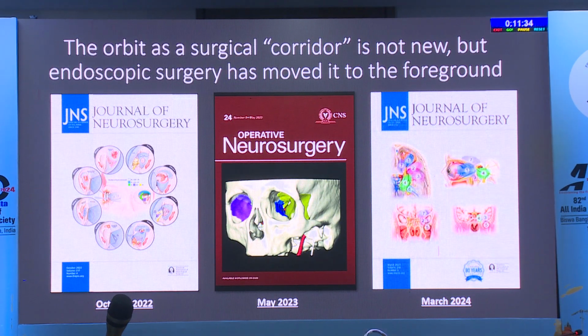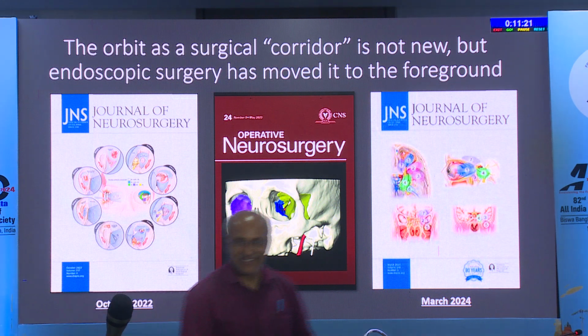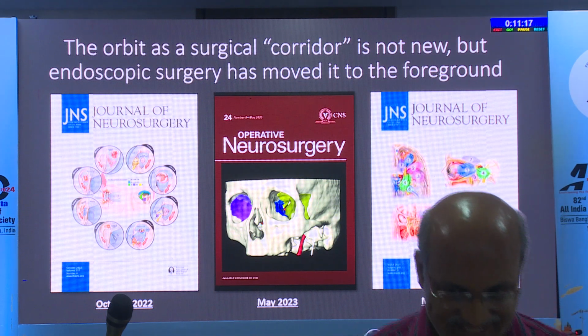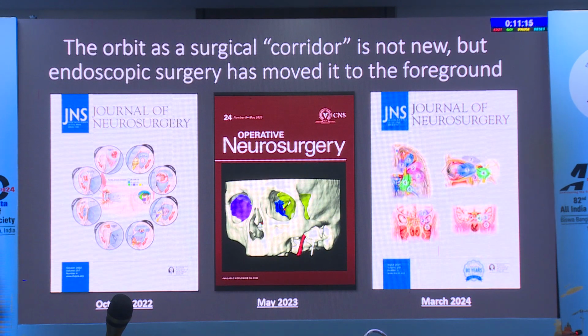So for those who aren't really familiar with transorbital endoscopic surgery, the orbit as a corridor is not new. It's been used for lobotomy for many years and other things, but with the advent of the endoscope, it's really moved to the forefront of neurosurgery as a primary route for a lot of skull-based pathology. And if you look at some of the covers of the neurosurgery journals over the last few years, this is really front of mind. So if these techniques have not come to your institutions quite yet, they will be soon.